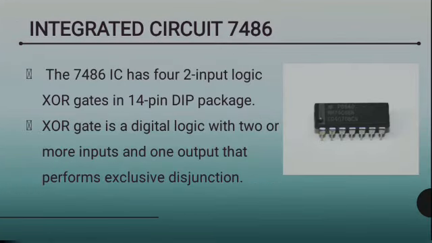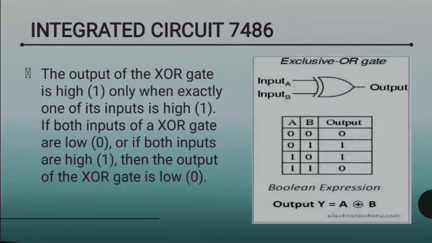Now let's discuss the IC 7486. The 7486 IC has 4 2-input logic XOR gates in a 14-pin DIP package. XOR gate is a digital logic gate with 2 or more inputs and one output that performs exclusive disjunction. The output of the XOR gate is high only when exactly one of its inputs is high.